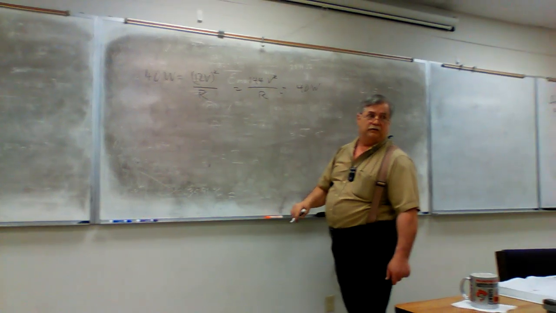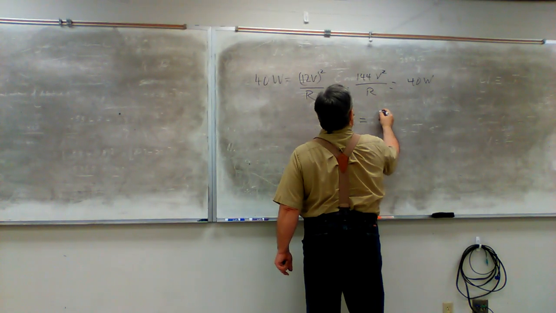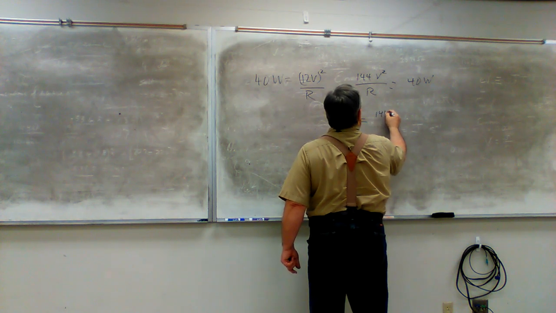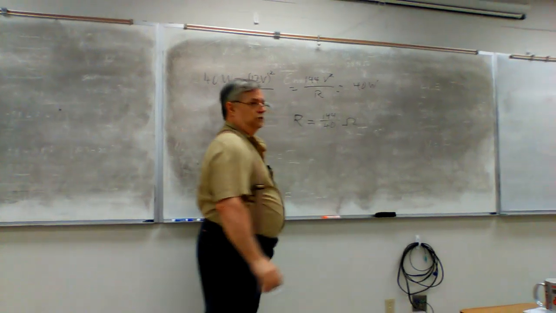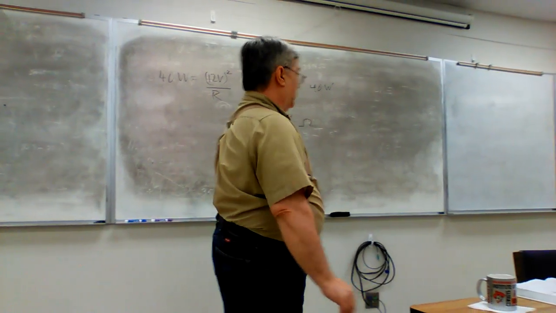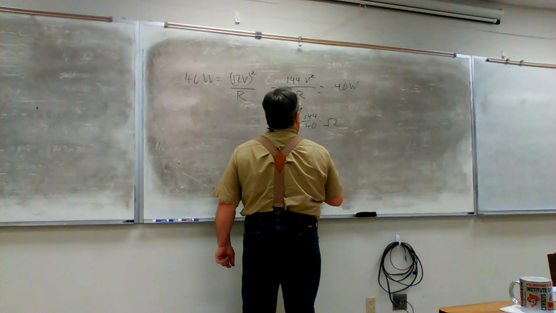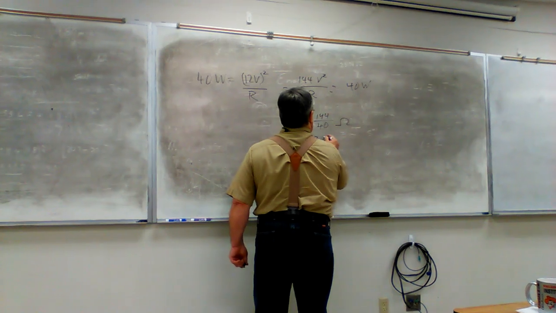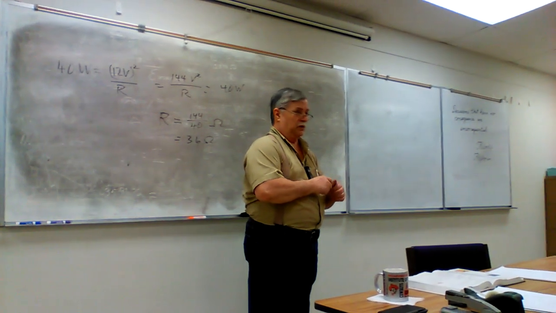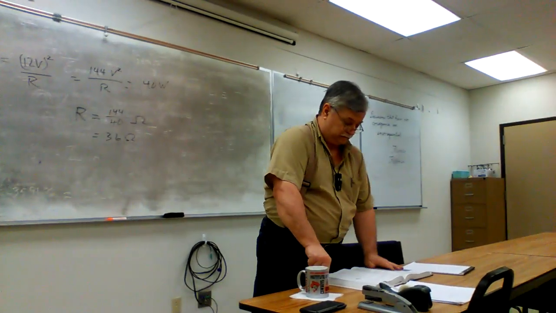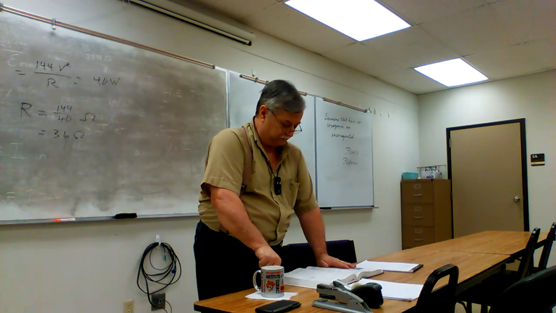Multiply both sides by R and divide both sides by 40. You get the resistance is equal to 144 divided by 40. Somebody with a calculator, give me a number. 3.6 ohms. Anybody get a different number? Oh yeah, it's right here in the book. They worked it out for us.